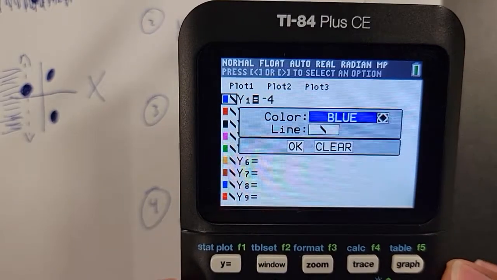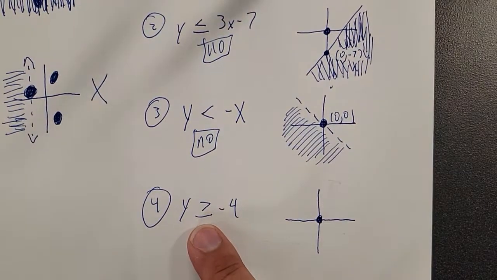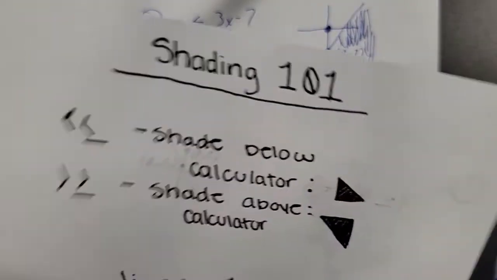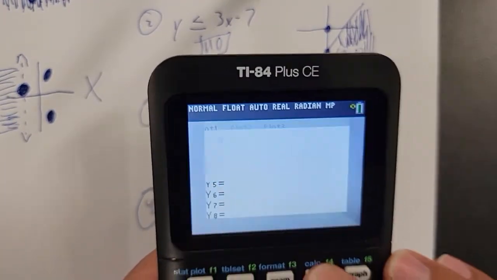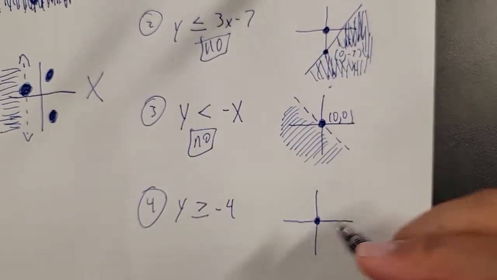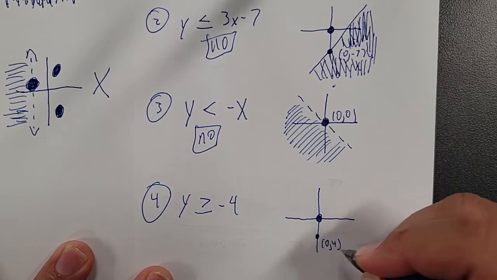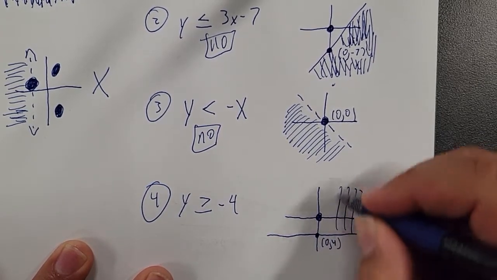Go to my settings, change it to where it shades. This is going to shade above. Remember, always look at your notes. I'm shading above. Push OK, trace. So here I have the point 0, negative 4. And this line is going straight left and right. It's a perfect straight left and right line. And it shades above.